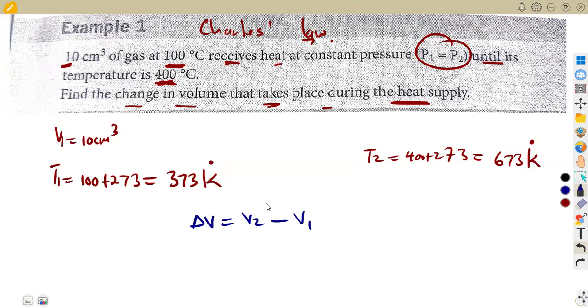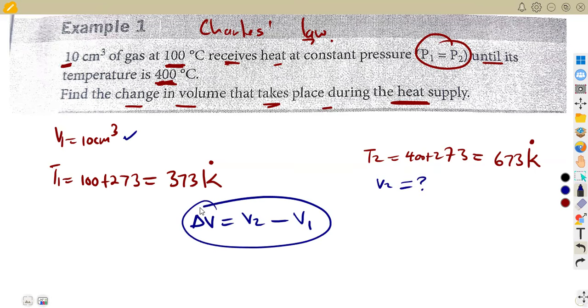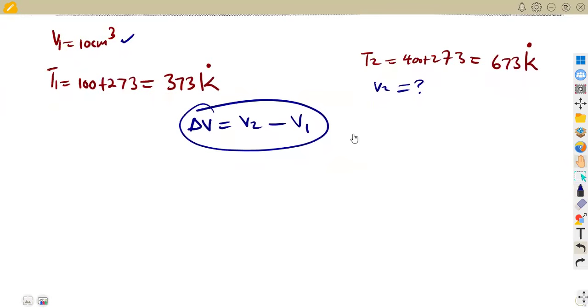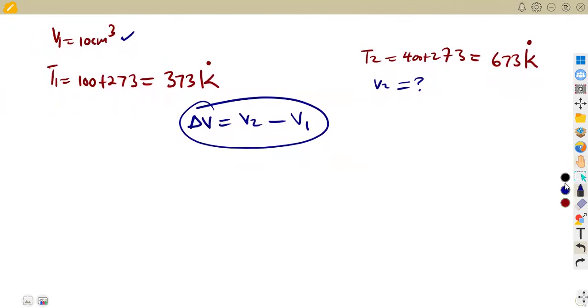Final minus the initial. So we have the initial volume, but we do not have the final volume, so that we can find what? The change in volume. So thus we need to find first the final volume, which is V2. So in this case, we can find V2 first.